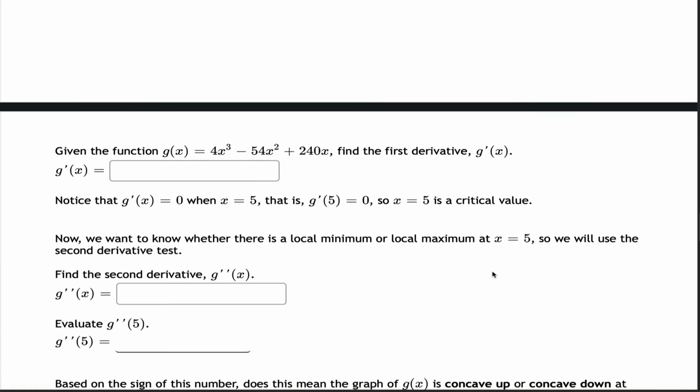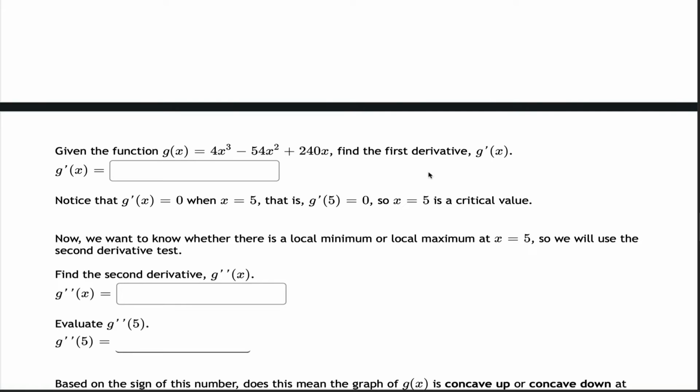Cool, moving right along. Question 8. You're given this function. You have to find the first derivative. And then it says, notice that g prime of x equals 0 when x equals 5. In other words, g prime of 5 equals 0. So x equals 5 is a critical value.